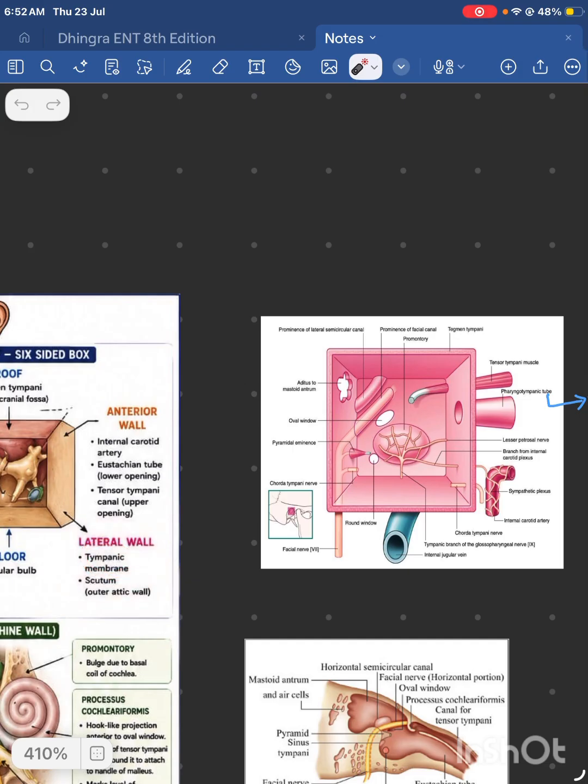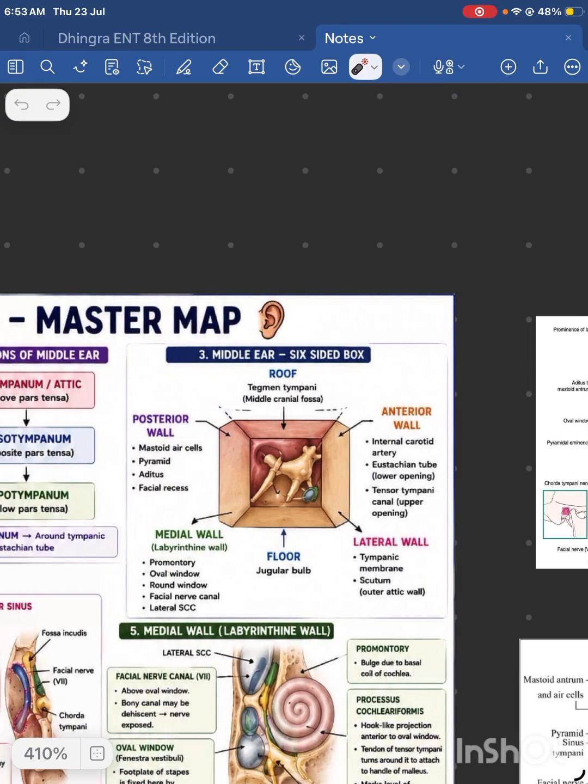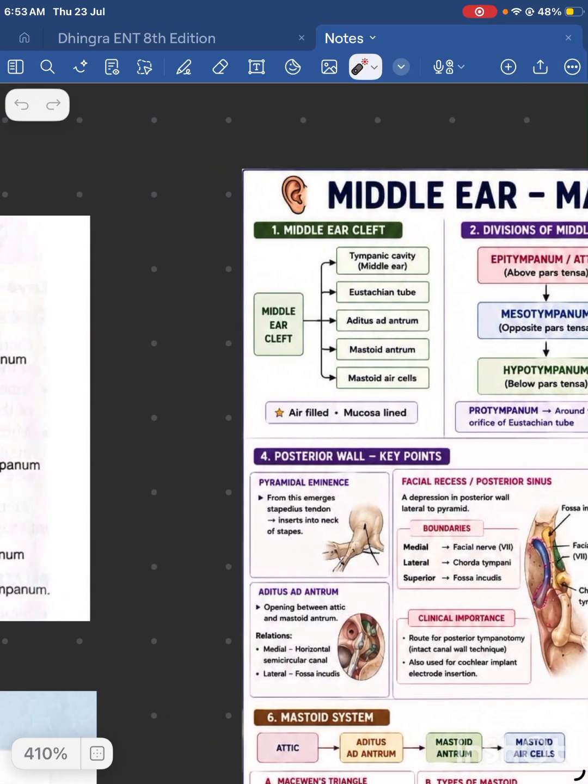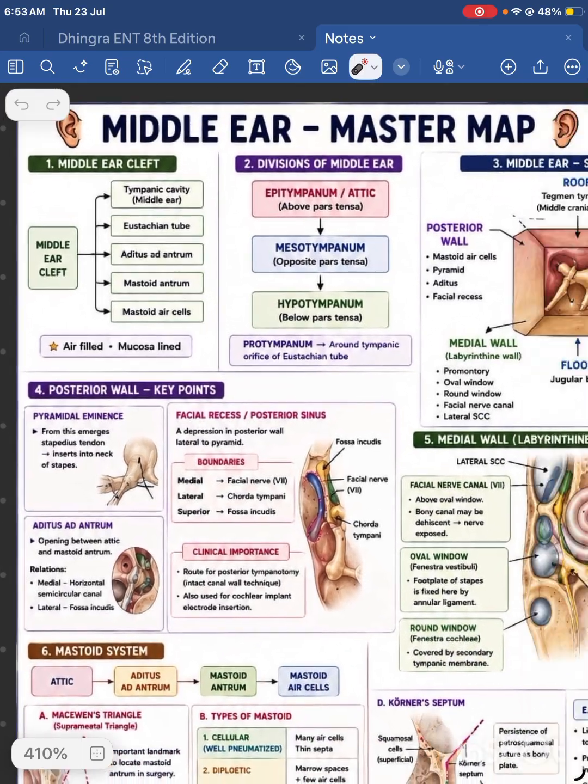Tympanic membrane and the scutum, the outer attic wall. That is the thing. So these are the things you should know about this six-sided box, because the questions are asked from here. Clear. Now let's go to the posterior wall, each by each, same way.